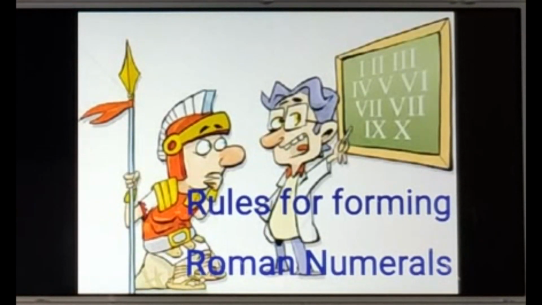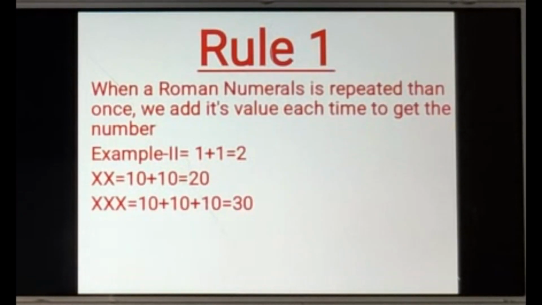So students, after having knowledge of Roman numerals, now let us study the rules for forming a Roman numeral. We should know the rules in order to form Roman numerals. There are a few rules which we need to understand. The first and foremost rule states that when a Roman numeral is repeated more than once, we add its value each time to get the number.